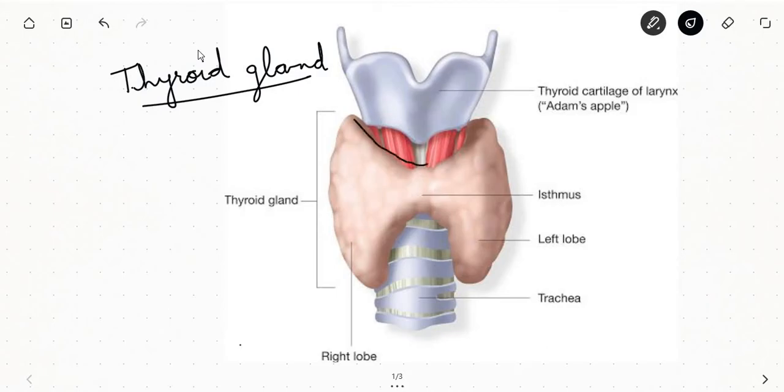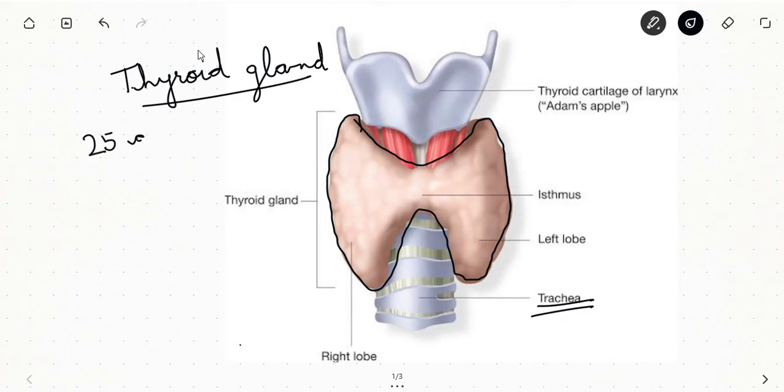Student, next topic of discussion is the thyroid gland. So remember, thyroid gland, it is butterfly shaped. So this one is the thyroid gland. It is a butterfly shaped gland that is present on the anterior side of the neck in front of the trachea. So this is the trachea, and the thyroid gland is present in the front of the neck.